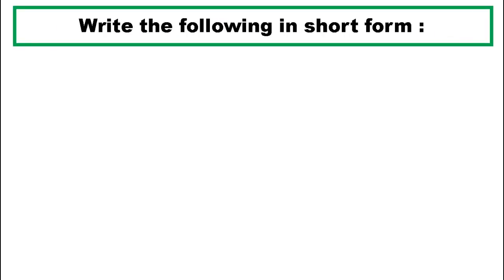let us now quickly understand how to do the vice versa, that is, convert an expanded form into a decimal form. Let us now read the question which is written on the screen. The question says, write the following in short form. The first number is 10 plus 2 plus 0.1 plus 0.03, which is in the expanded form.